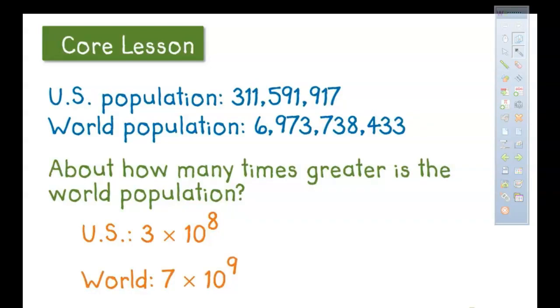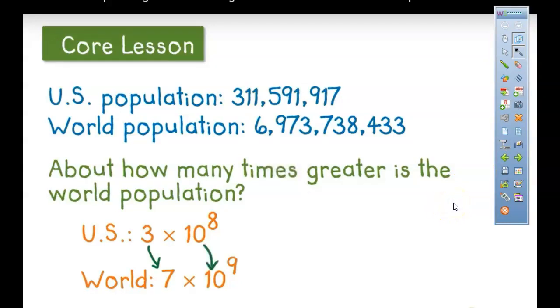We're going to use whole numbers for the part before the multiplication sign. So instead of 3.1, we're just going to say 3. And instead of 6.9, we're going to round that to 7. Now, how much larger is 7 than 3? Well, 3 times 2 is 6. So again, just estimating, it's about twice as large.